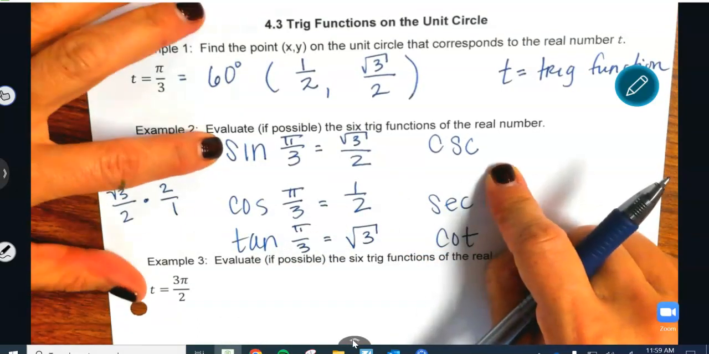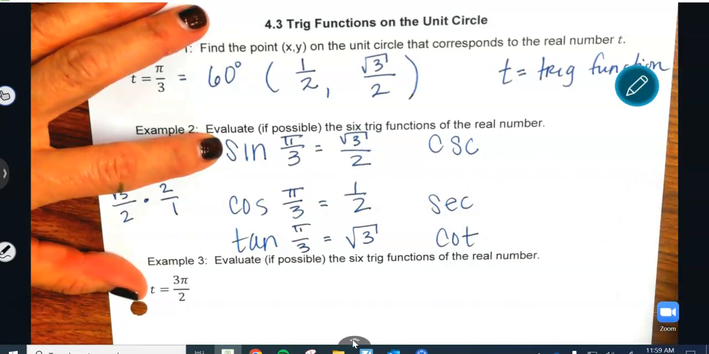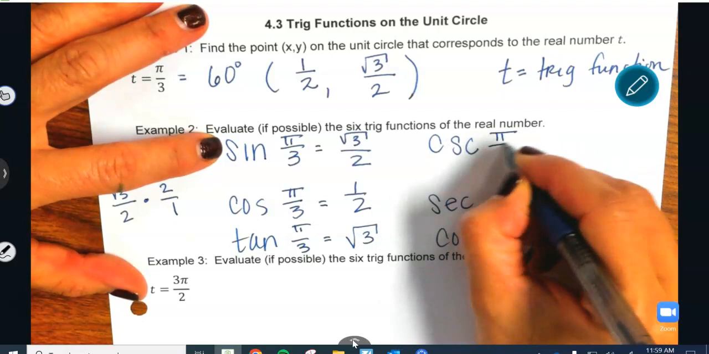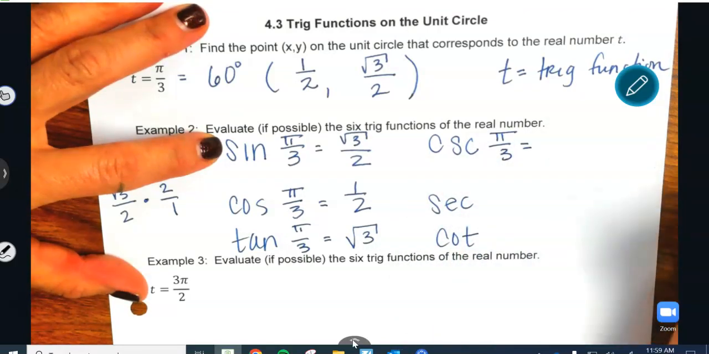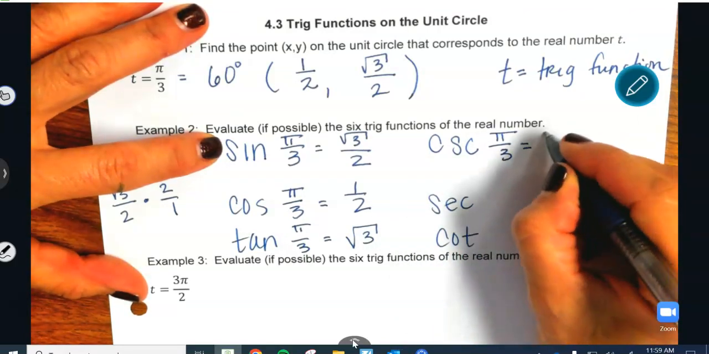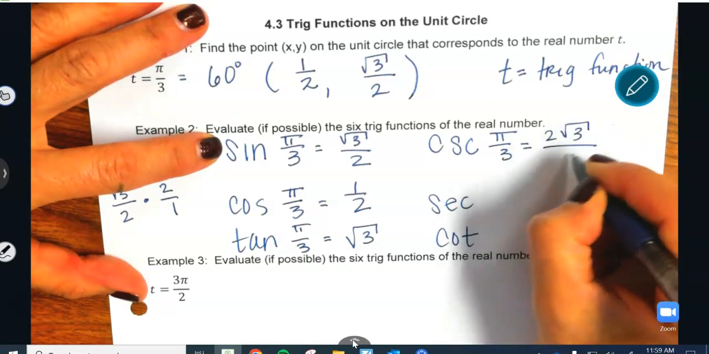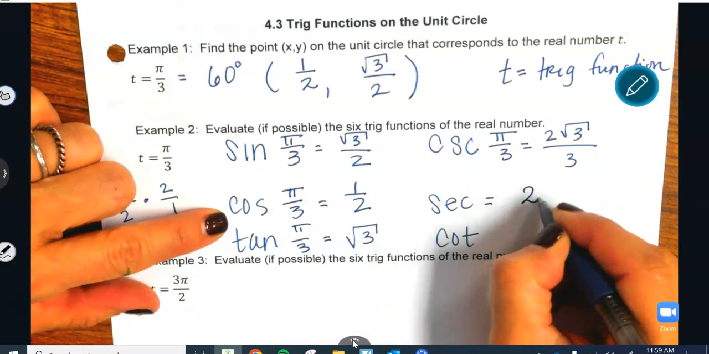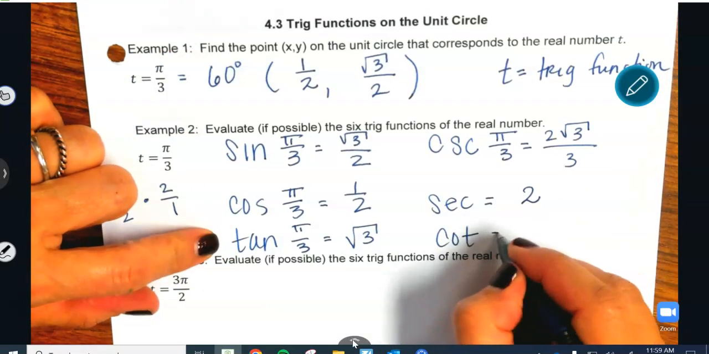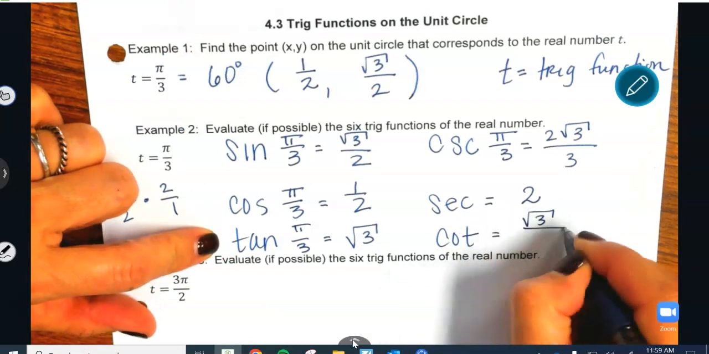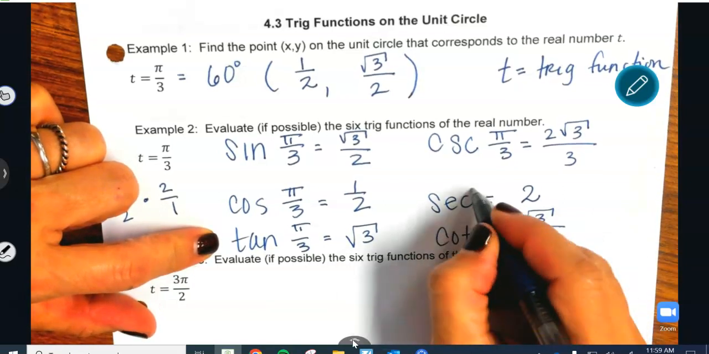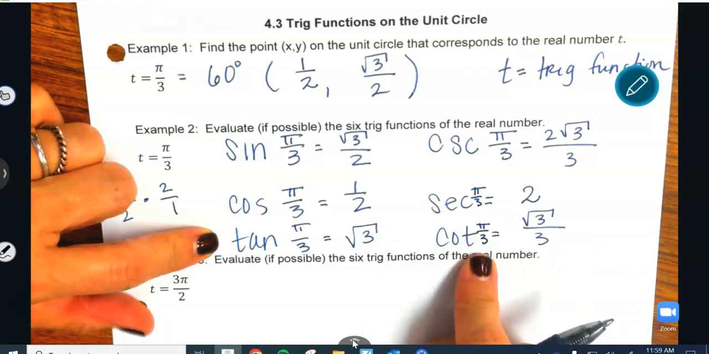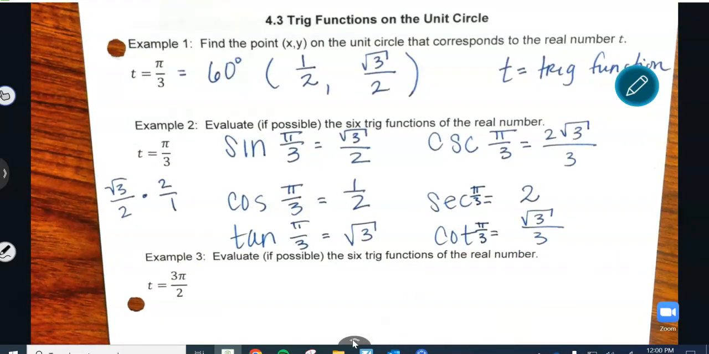Let's start flipping this stuff upside down. Remember, when I flip it upside down, I'm going to go ahead and rationalize the denominator. So cosecant of pi over 3 is going to be 2 root 3 over 3. That is rationalized. Secant is going to be just 2. Cotangent is going to be root 3 over 3 after this is rationalized. And I should go ahead and put the radians there because that is the t value.